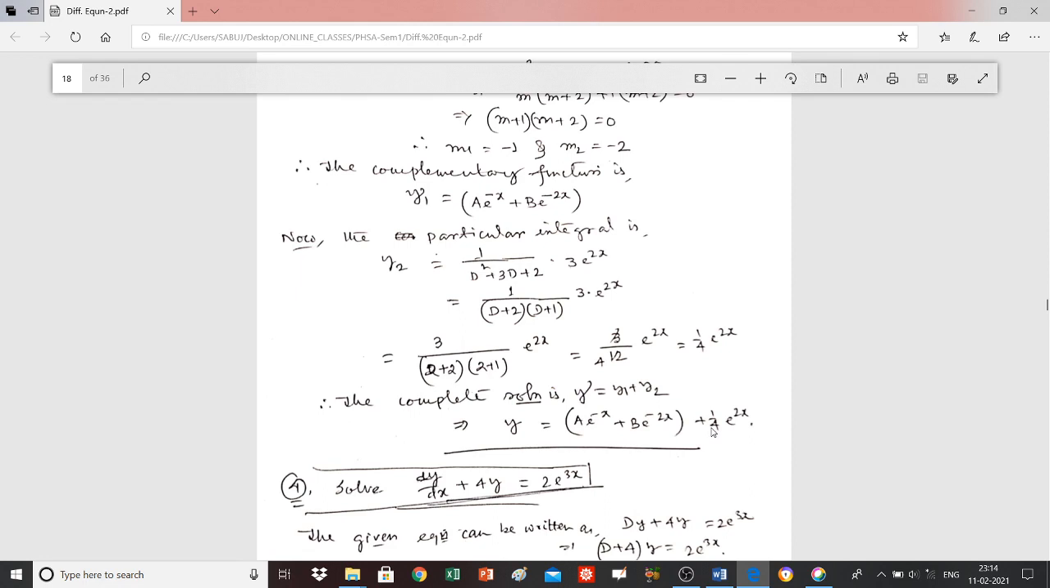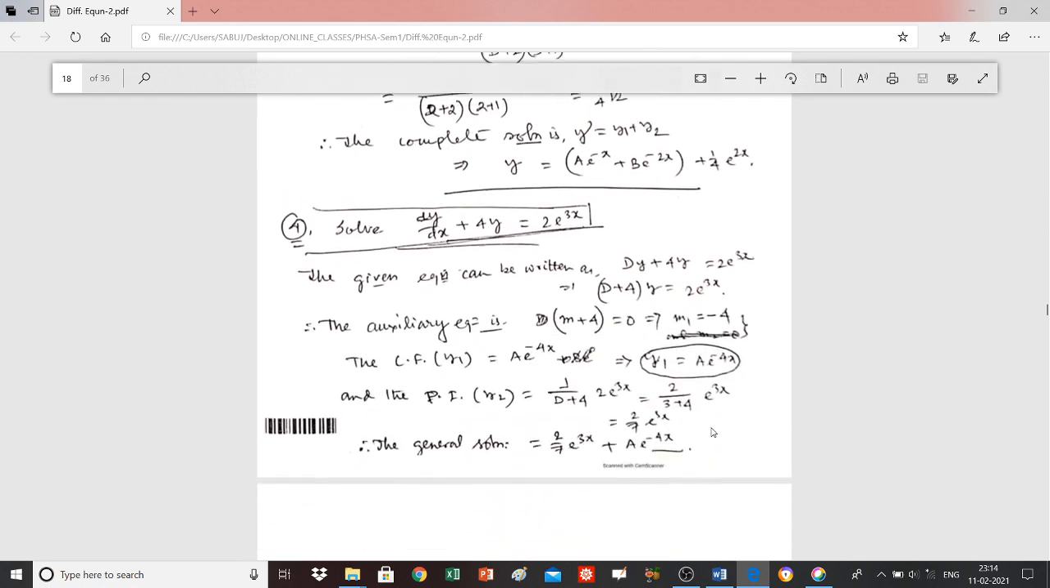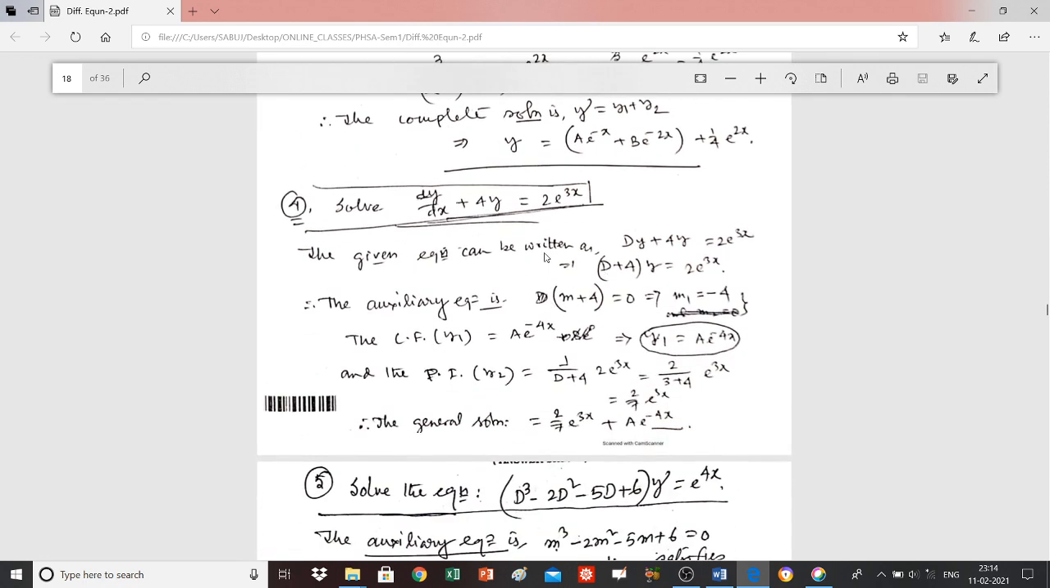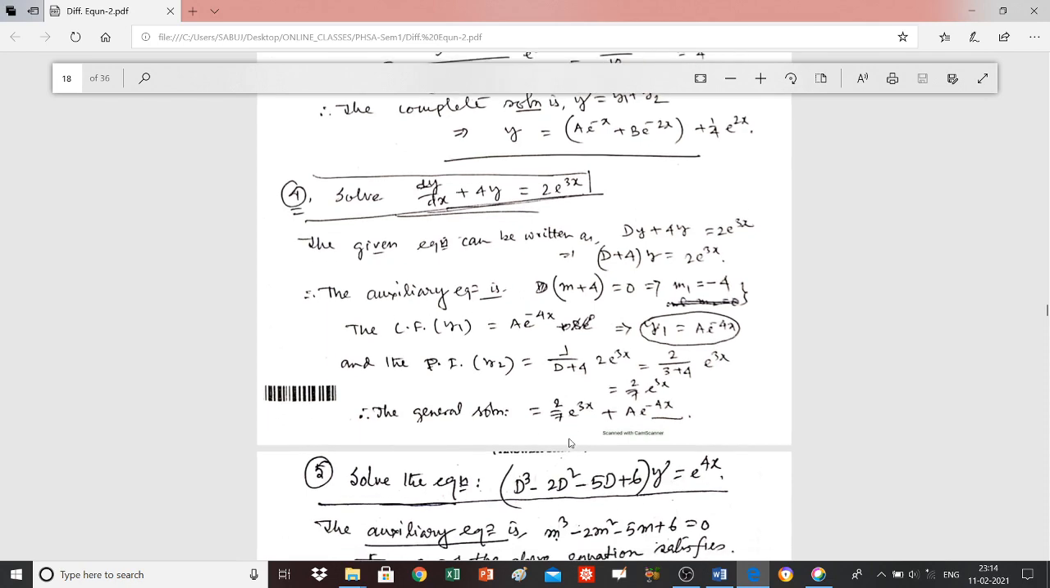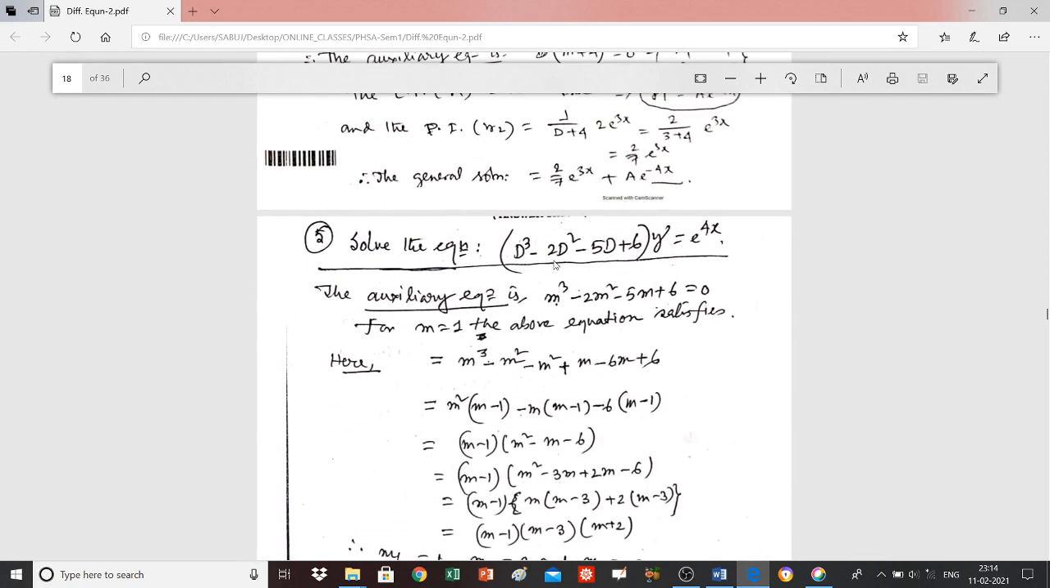So this is a complete solution. Another problem is here, this is solved here, so just go through this. This is not very difficult, you can easily understand the calculation of the complementary function and the particular integral also. So the complete solution in this case is 2 by 7 e to the 3x plus e to the minus 4x. Now solve another one, that is there, D cube plus 2D square minus 5D plus 6 into y is equal to 4 e to the power x.